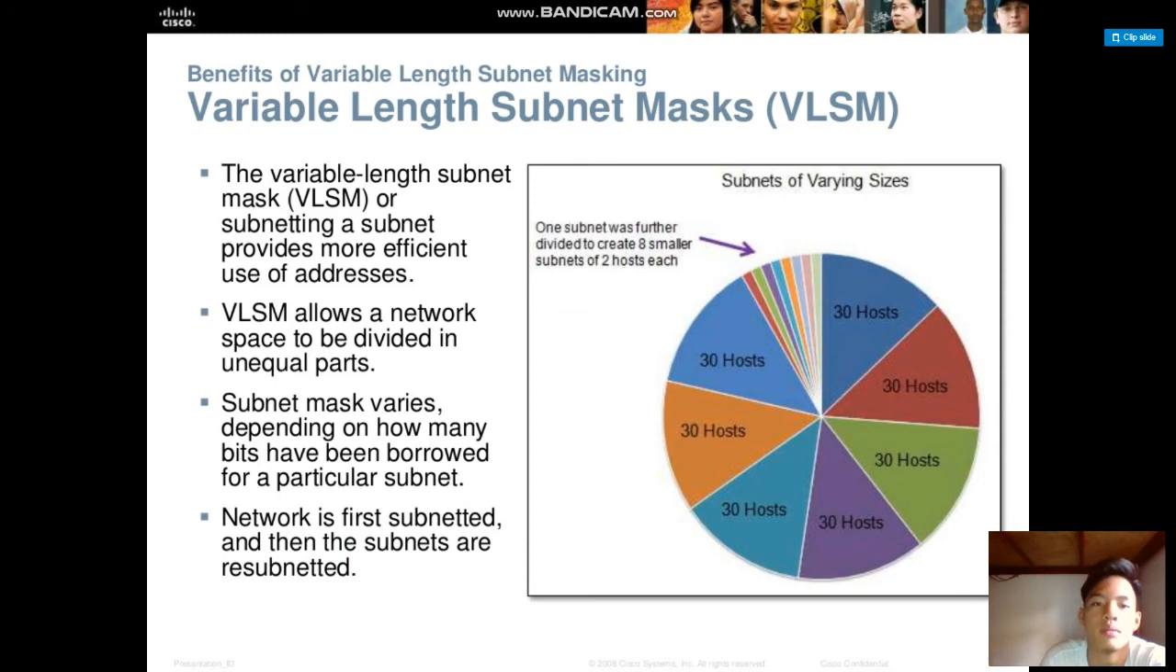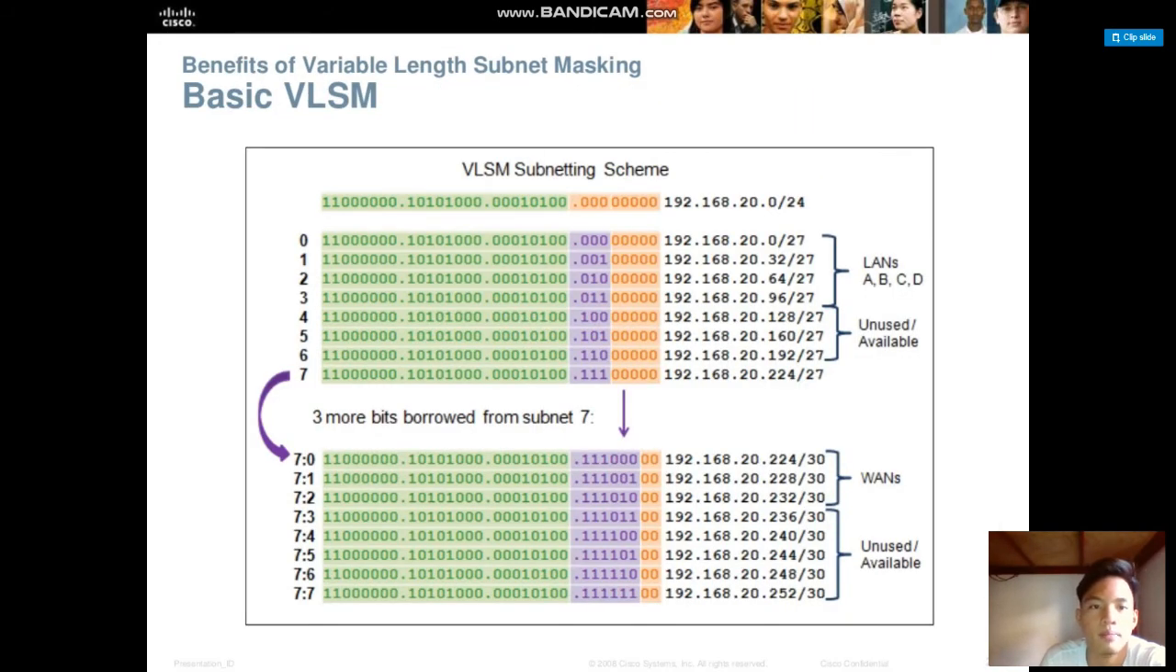The variable length subnet mask, or VLSM, provides more efficient use of addresses. VLSM allows a network space to be divided into unequal parts. The subnet mask varies depending on how many bits have been borrowed for a particular subnet. The network is first subnetted and then the subnets are re-subnetted. Basic VLSM. So this is a VLSM subnetting scheme.